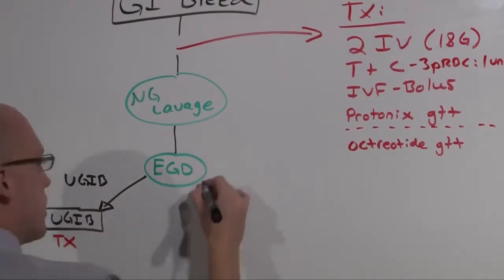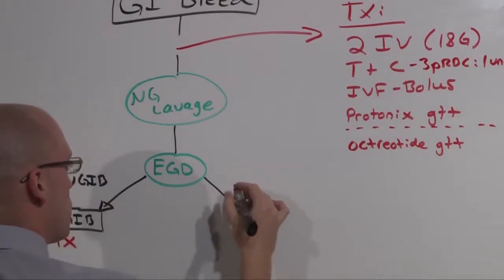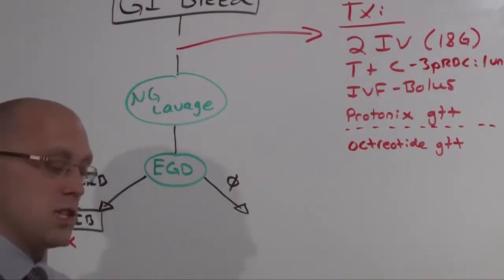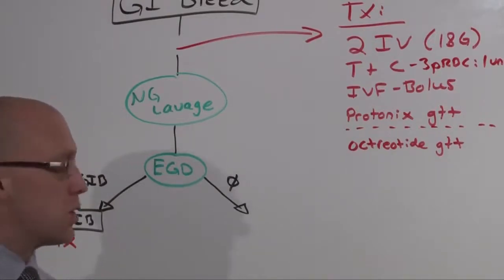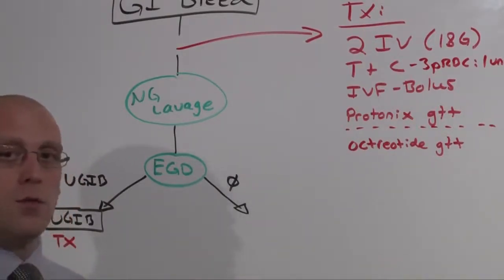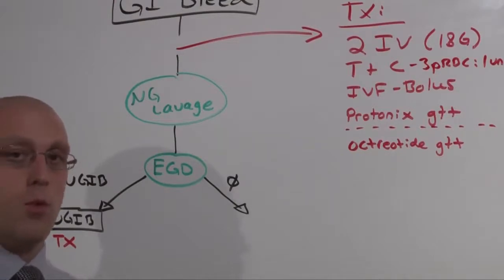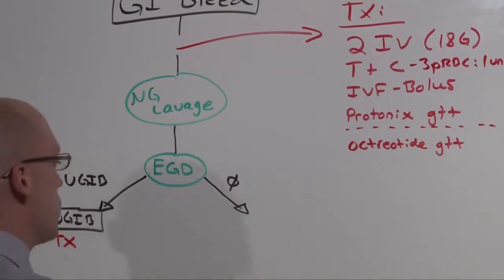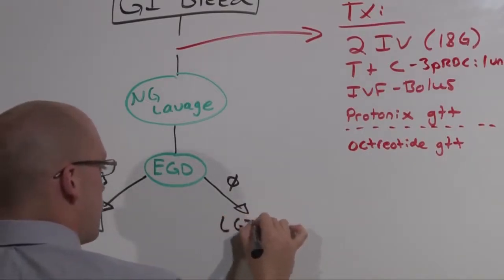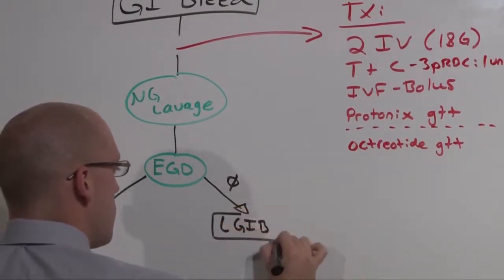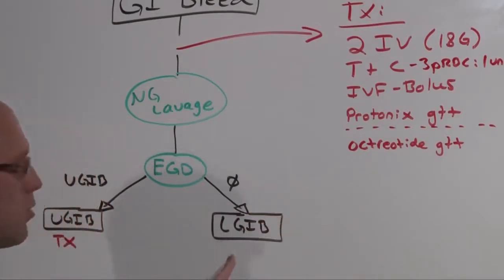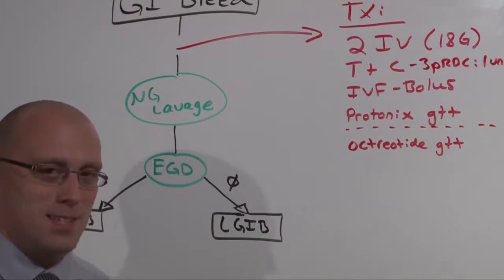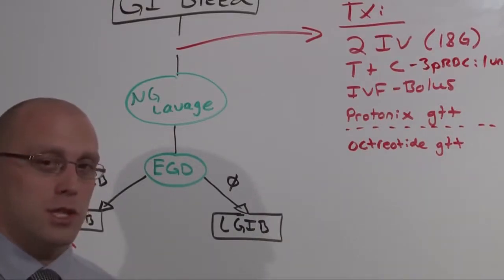If the EGD says, no, we didn't really see a potential source. A potential source is stigmata of hemorrhage. And you don't have to see a lesion actively bleeding. You just have to see a clot with a fibrinous deposit on top, or what could be an AVM. If they don't see any of that, now you're in the lower GI bleed category. And in the lower GI bleed category, you have to pick what test you think would be best next. And that's actually a very challenging thing to do.